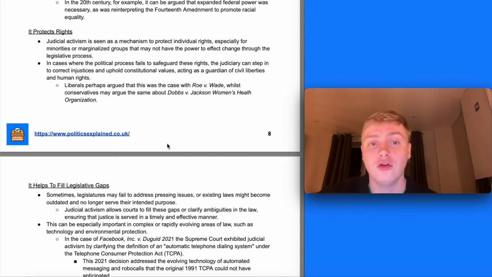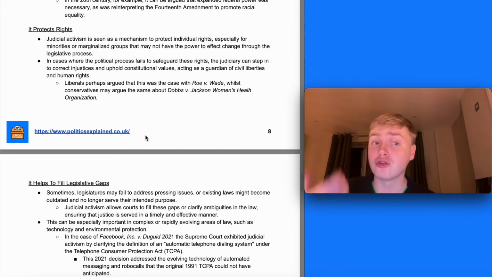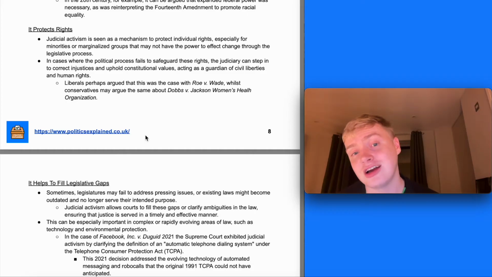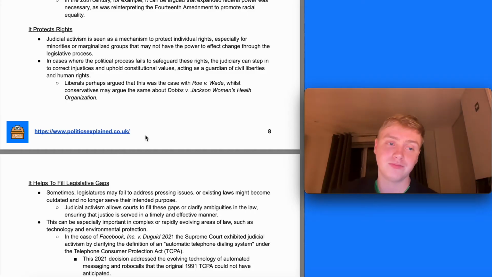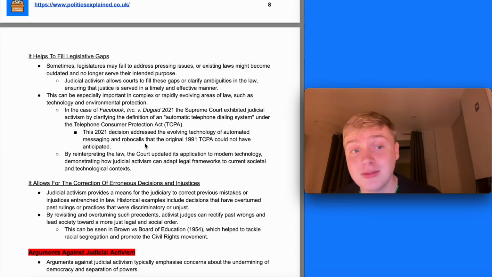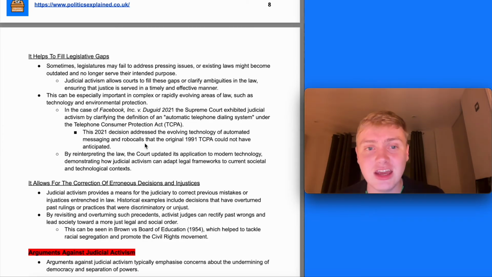And in cases where the political process fails to safeguard these rights, the judiciary can step in to correct injustices and uphold constitutional values. And Liberals perhaps argue this was the case with Roe v. Wade, but Conservatives maybe argue the same about Dobbs v. Jackson Women's Health Organisation. It also helps to fill legislative gaps, so sometimes legislators may fail to address pressing issues, or existing laws might become outdated and no longer serve their intended purpose.